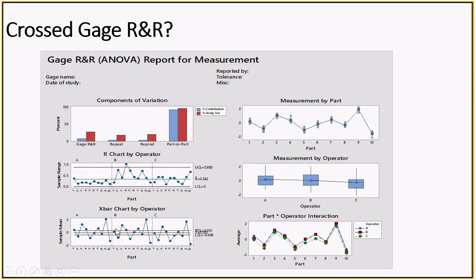Okay. And I will also make videos on the control chart. I will tell you in more detail how these graphs are created. But just for your information, whenever you are reading these graphs, you always have to read the X bar and R chart together. Okay. Then we have some charts on measurement by part, measurement by operator, and part-to-operator interaction. Let's understand each chart one by one.